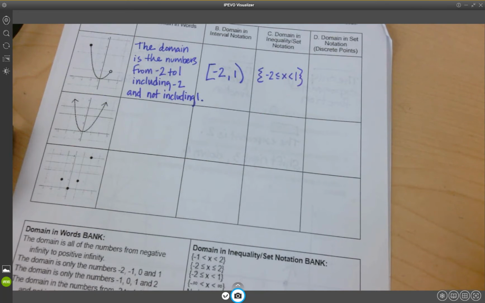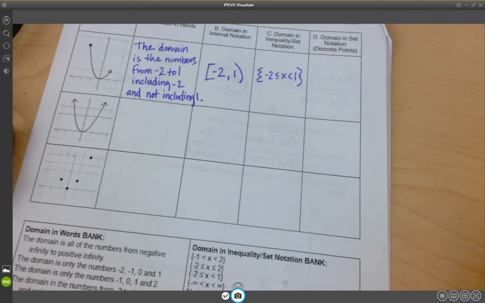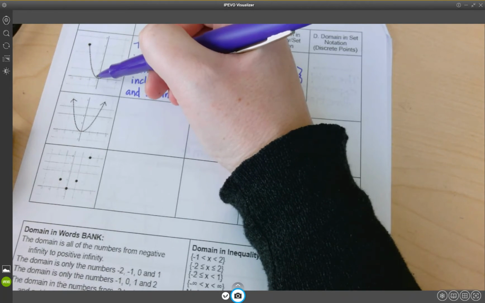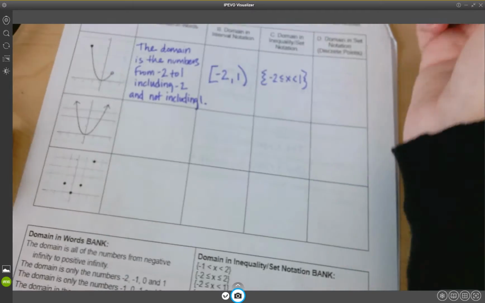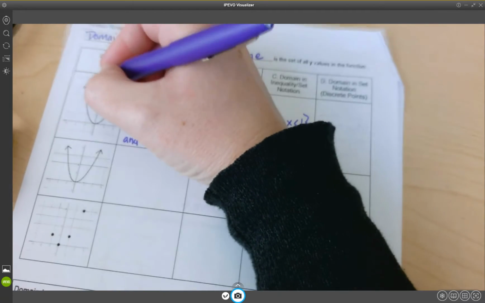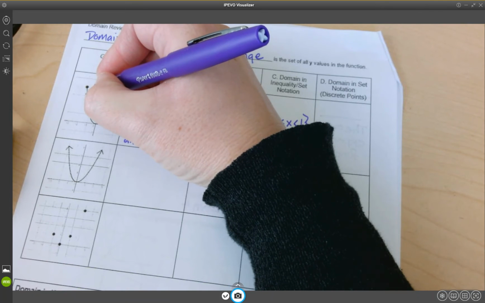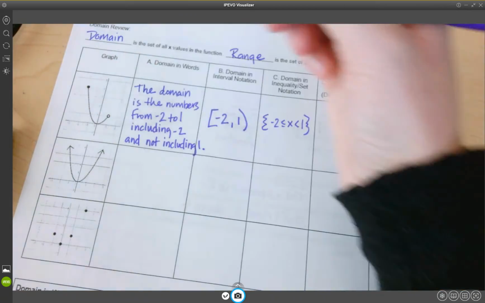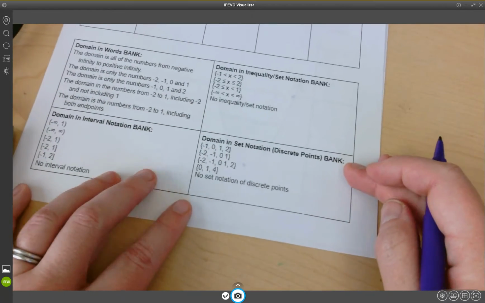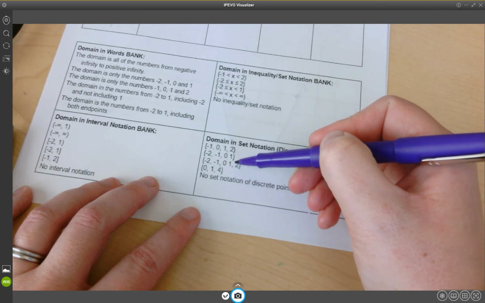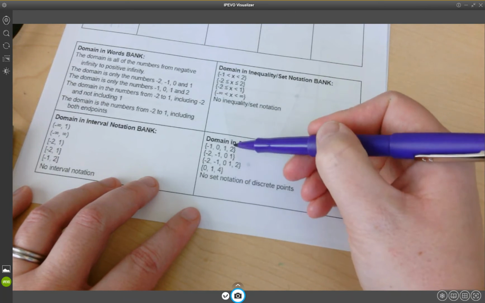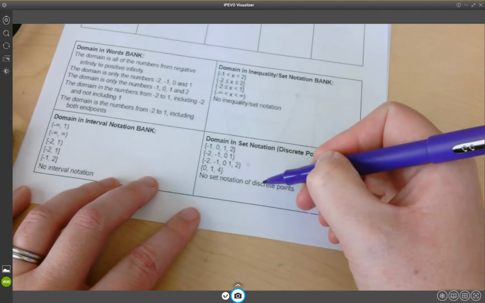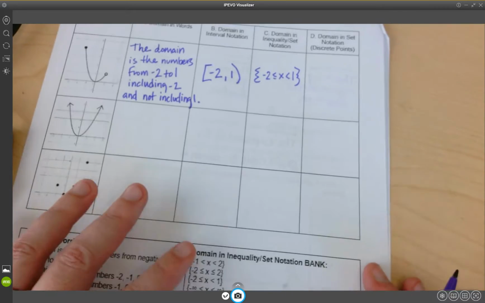All right, and then the last one is writing the domain as a set of discrete points. There are points on this function. There's a point at -2, a point at -1, a point at 0, but there are also points in between, like -1.9, -1.8, -1.7. I've got lots of points on here, and it's impossible for me to list them all. Down here, you might find some points that are on your function, however none of these are going to work for all of the points. I can't list all of the points, so I'm going to write no set notation of discrete points.